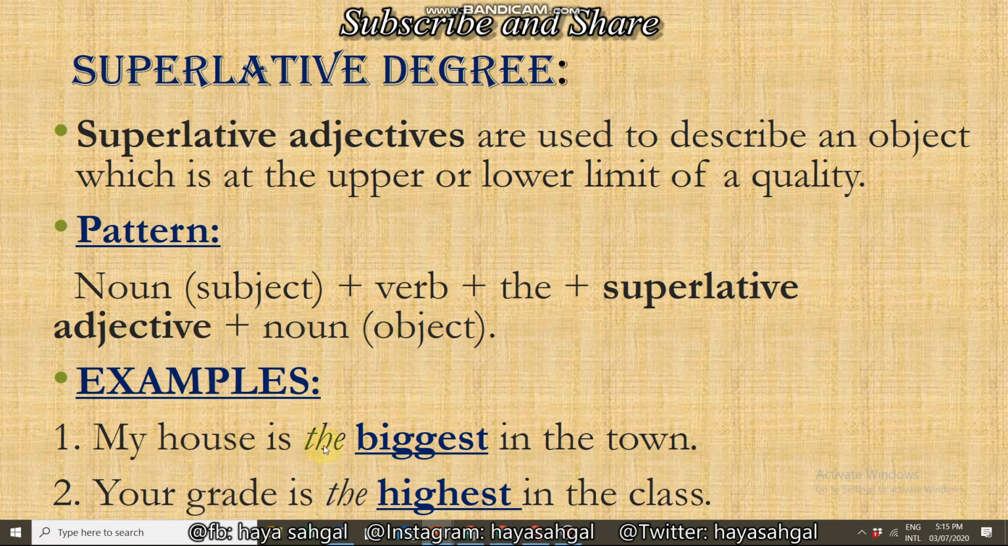For example, my house is the biggest in the town. Here biggest is the third form of the adjective, that is the superlative form, and it is followed by the. So we use the before the superlative degree, right?